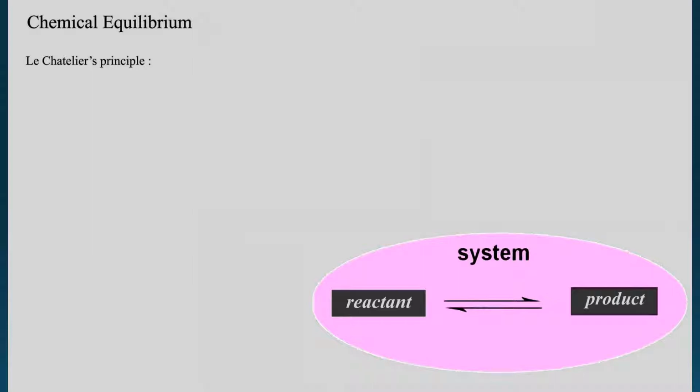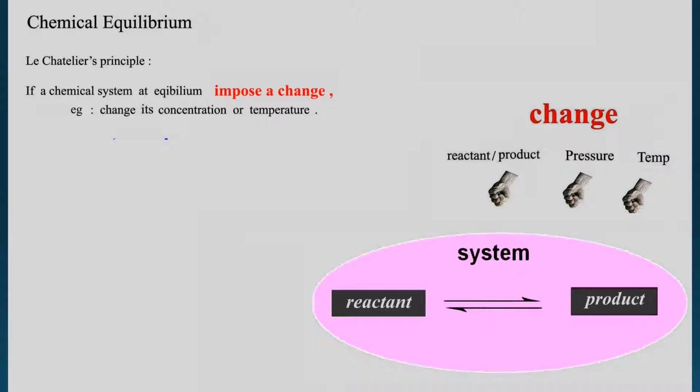Under the Le Chatelier principle, in case at this equilibrium, I impose a change, by a higher concentration of product or reactant, I change the pressure, and I change the temperature. What will happen if I impose a change into this system?